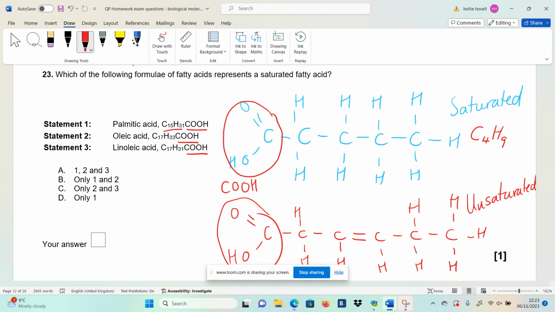Here you've got 17, 17 times 2 would be 34, plus 1 would be 35. So that's wrong, because that should be 35. That's missing 2 hydrogens. And this one again, this one's missing 4 hydrogens. So this is the only one that follows that pattern where it's CnH2n plus 1, so 2 times whatever that number is, plus 1. So it has to be just statement 1, and therefore your answer is going to be D. Okay, only one is D.